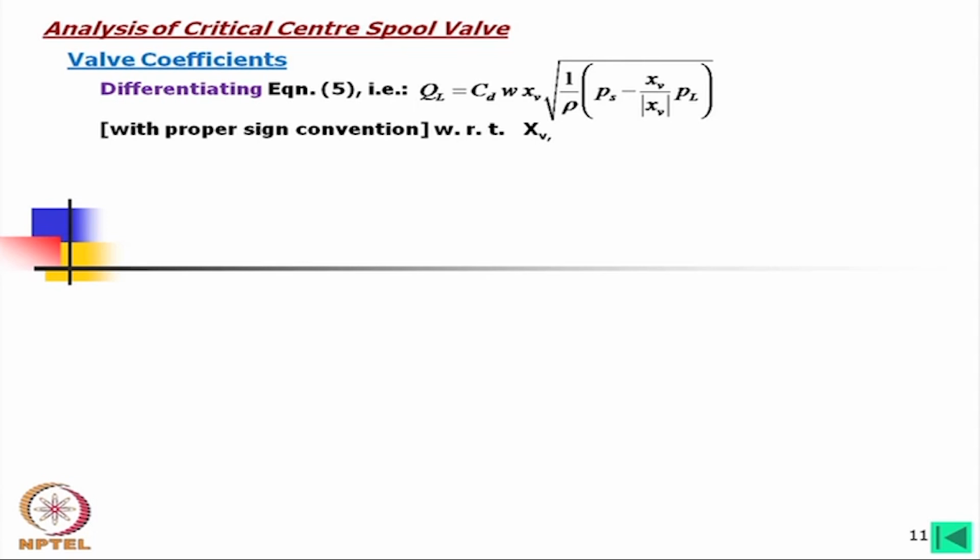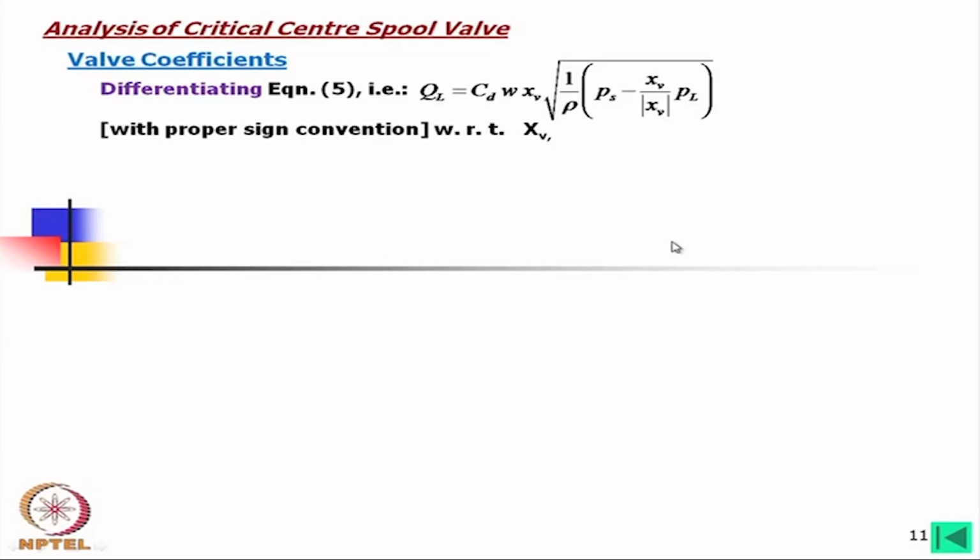Earlier, in the previous lecture, we have discussed them. One is the flow gain valve coefficient, and another is the flow pressure coefficient. These are the two which we should find out from these equations. Then the third one is the derived one, that is the pressure sensitivity, we will come to that.